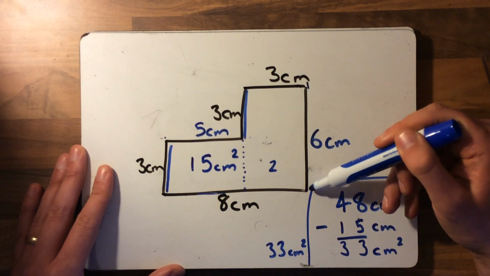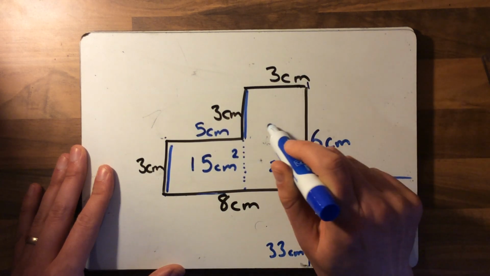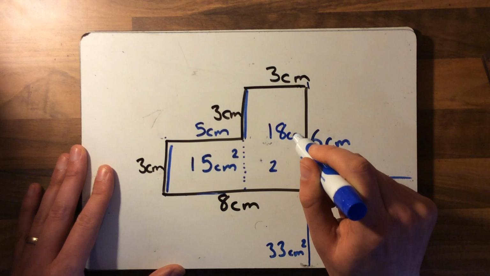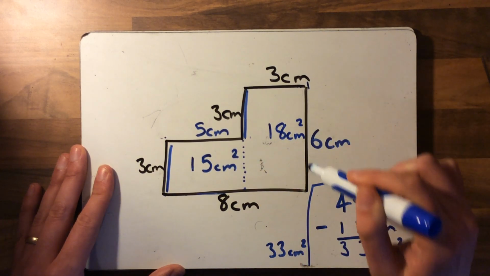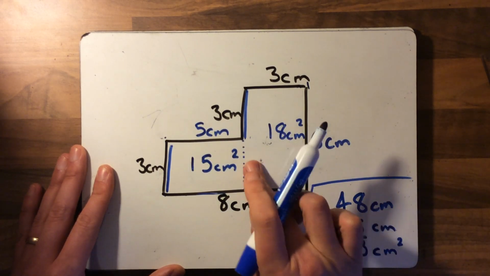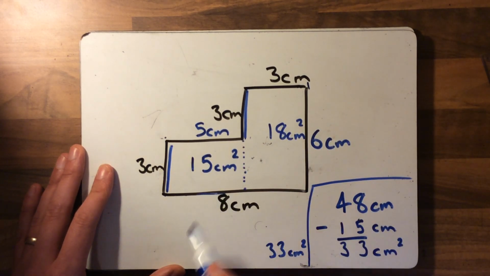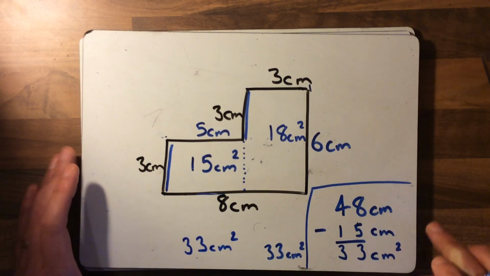And if we're looking at this one, it is 6 times by 3, which is 18 centimetres. Remember, it's not 6 times by 8, because that would be the whole. It's this section here, which you know is 3. And then if we add these up, 18 and 15, it again equals 33 centimetres squared.